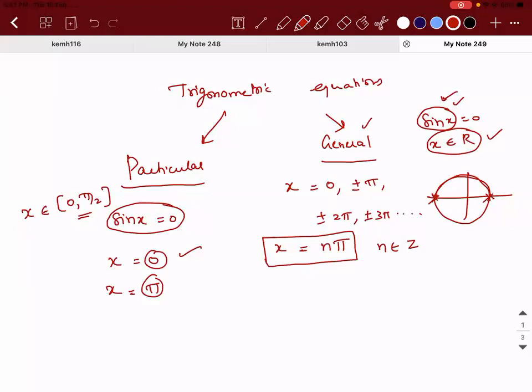Whereas in certain cases, you will write the particular solution. So when will you write the particular solution? When the domain of that function is restricted to a particular region. Okay.